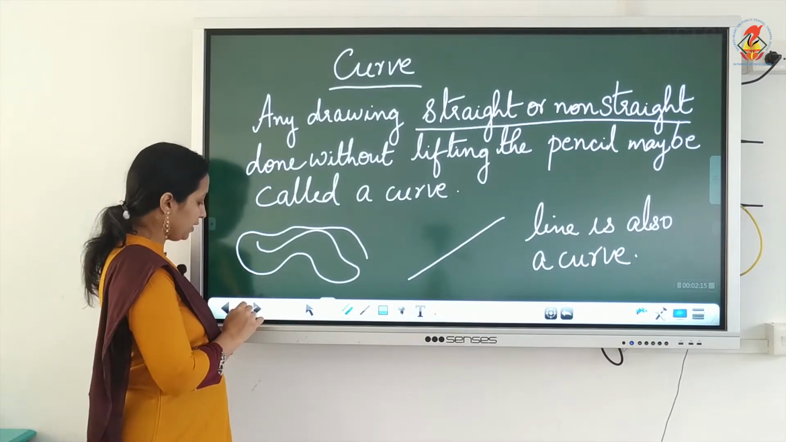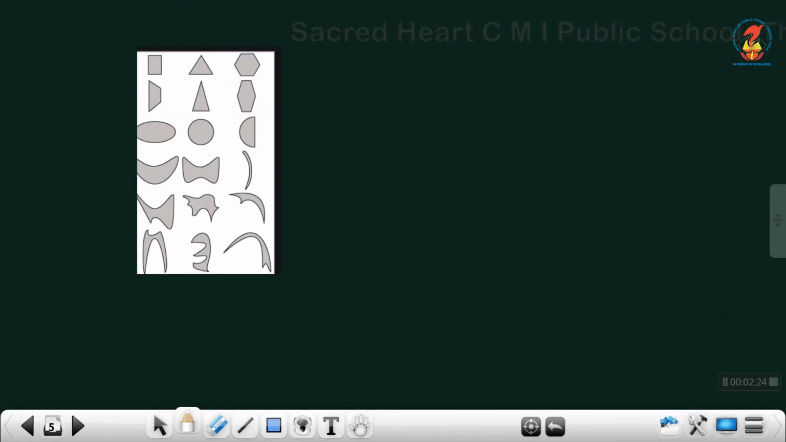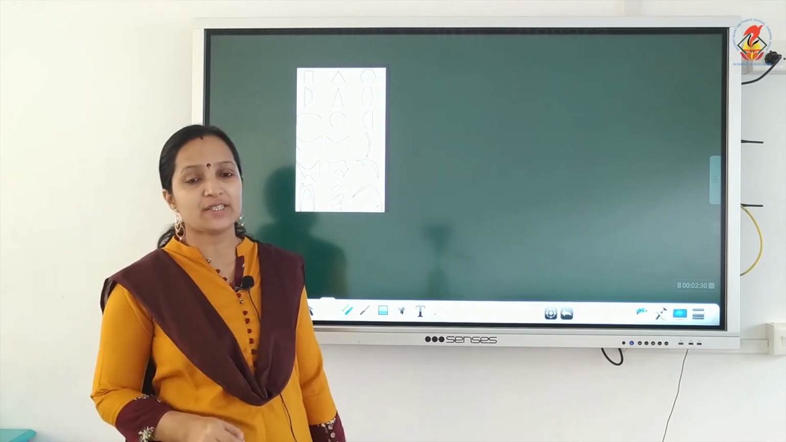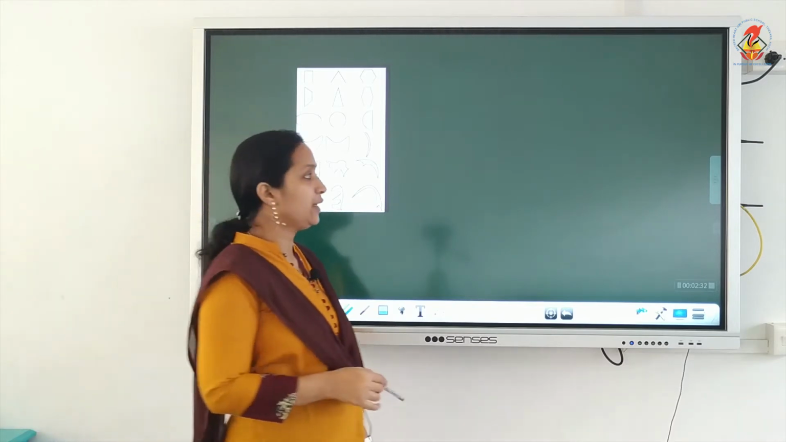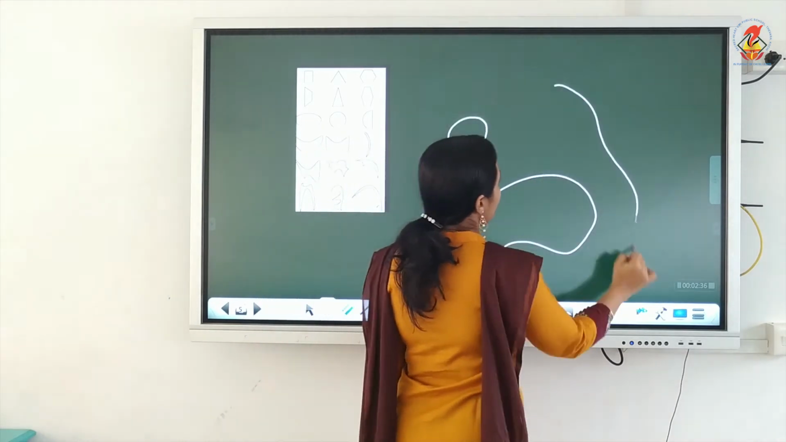Now, just look at the examples. These are examples for curves. Now, look at the next example. This is also an example for a curve. Curve means any drawing, straight or non-straight, done without lifting the pencil. If you are drawing anything, that's a curve.